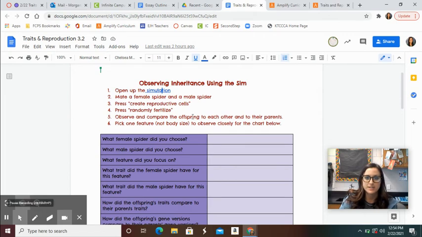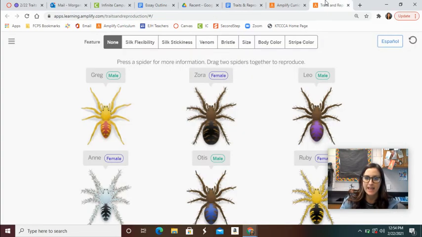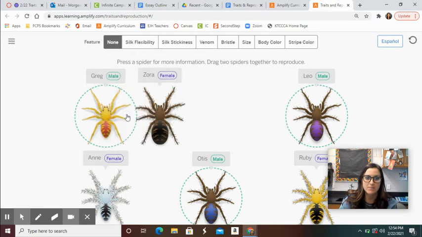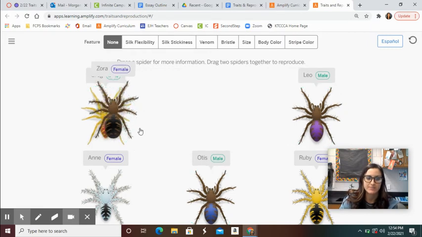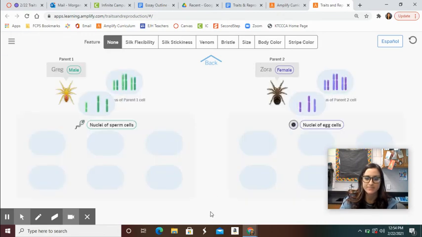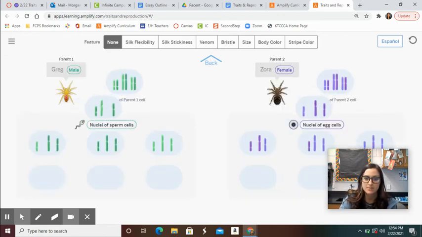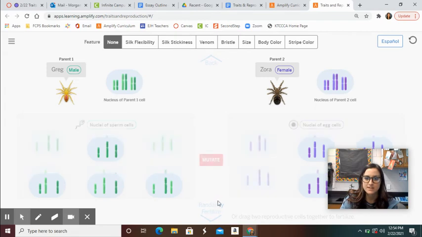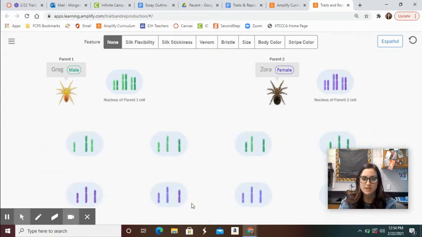All right, so what you're going to do is meet a female and male spider, and you can pick any one. Once you click, green circles will pop up around the ones that you can mate with. You just click and put them on top of each other, create reproductive cells down here, and then you watch the separation. So we have our sperm cells, our egg cells, and then fertilize, which is when they come together.